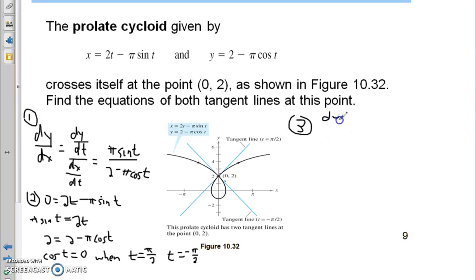So dy dx at pi over 2 is equal to, let's substitute that in. Sine of pi over 2 is 1, cosine is 0, it looks like pi over 2. And the derivative at negative pi over 2. Sine of negative pi over 2 is negative 1. This is still 0, so that becomes negative pi over 2.